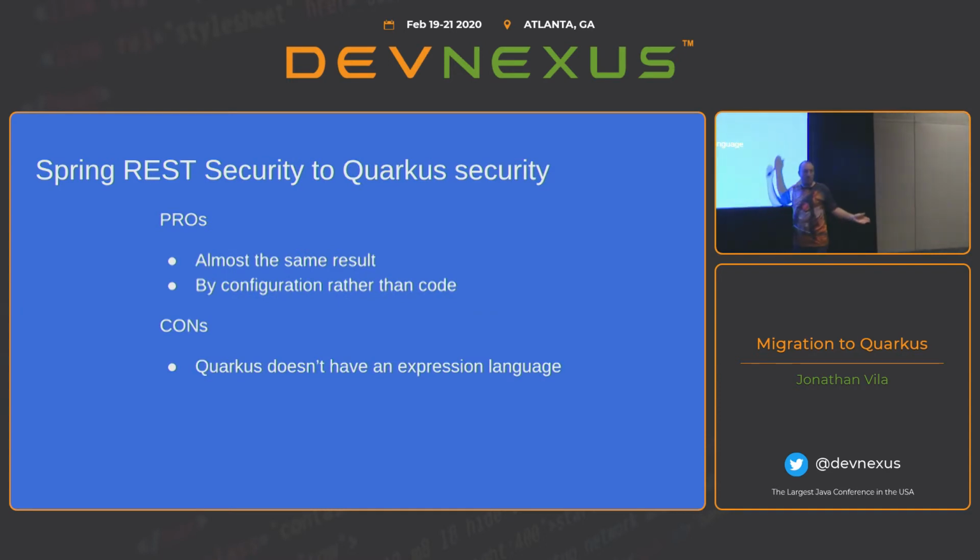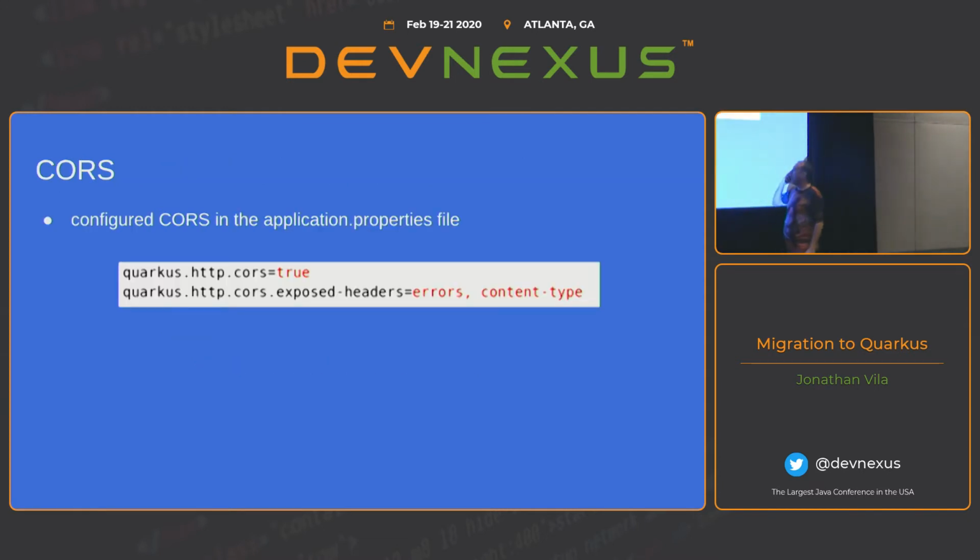Pros is almost the same result. It's by configuration rather than coding, okay? But Quarkus doesn't have an expression language for checking the roles in the methods, okay? For the CrossOrigin, it's very easy. So it's just only putting this information into the properties file, and that's it.